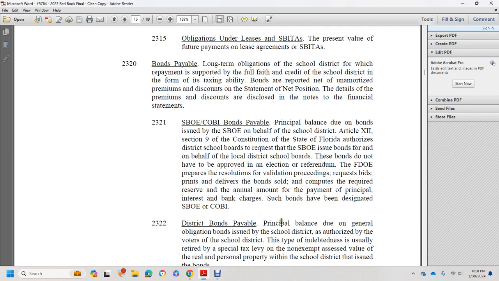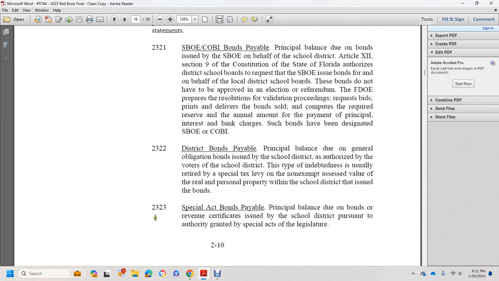2322 District bonds payable: the principal balance due on general obligation bonds issued for the school district and authorized by the voters. This type of indebtedness is usually retired with a special tax levy on non-exempt real and personal property, which the school district has issued with its bonds.